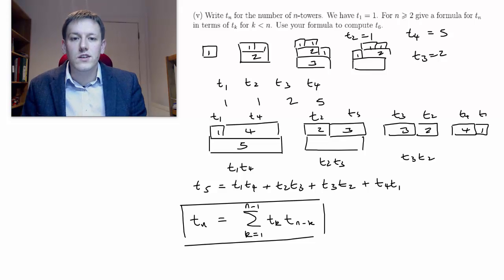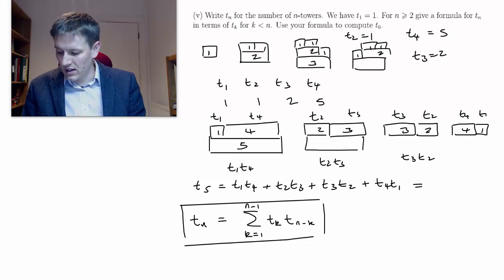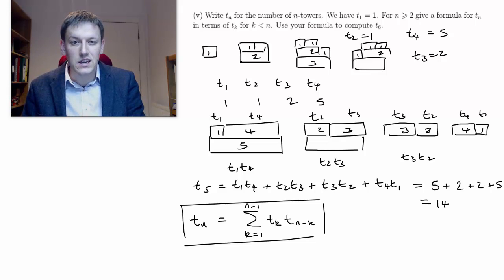Now, I have to work this out for T6. Actually, T5 we have to do first: T1, T4, which, I've got to be careful now, is 1 times 5, so that's 5, plus T2 times T3, so that's 1 times 2, which is 2, and then plus another 2, plus another 5, so I think I get to 14 here, and let's add that to my little table up here.